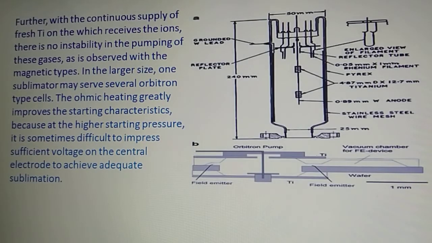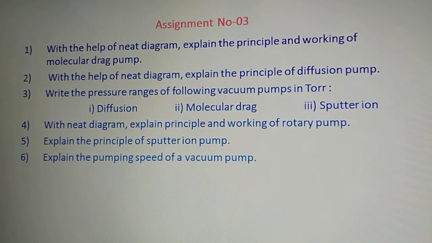So this is all about the orbitron pump, and all the pumps we have discussed in the module. And let's go for the assignment based on module number 3. Assignment number 3 has a total of 6 questions. The first one is, with the help of a neat diagram, explain the principle and working of the molecular drag pump. Second question, with the help of a neat diagram, explain the principle of a diffusion pump.